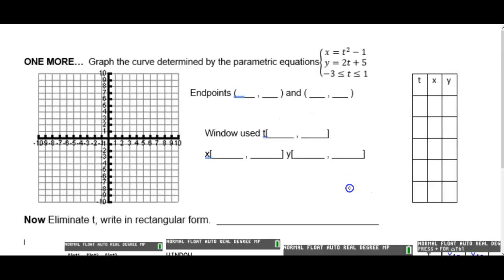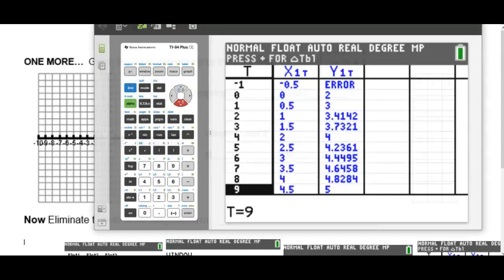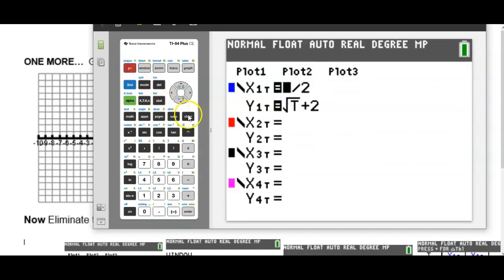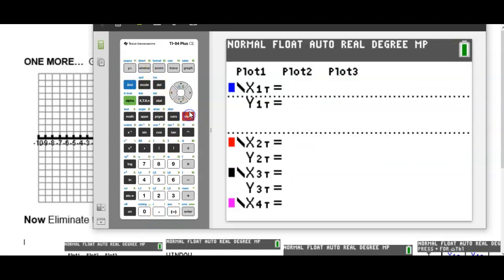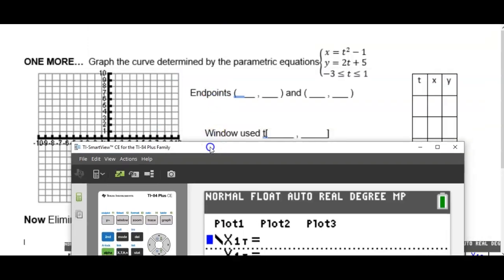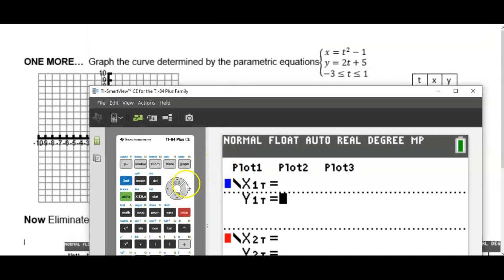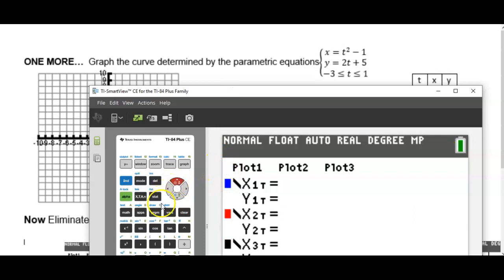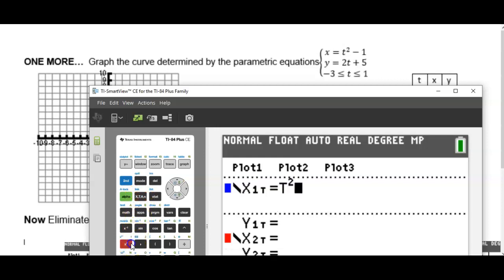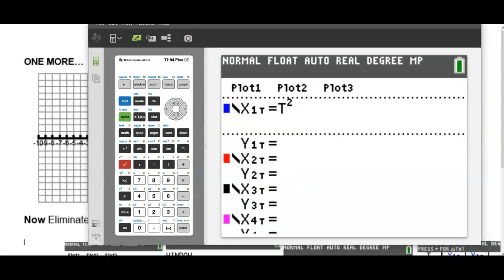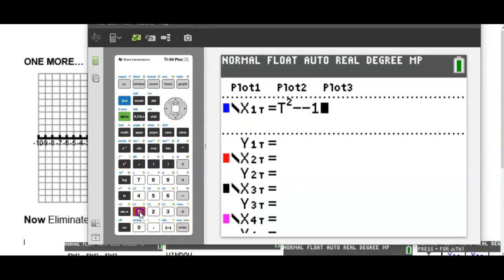Okay. Last example of this, just so you get one more practice with the calculator. I'm going to go back to the calculator and go to y equals. And I am going to put in t squared minus 1 for x. So I go up here. And remember this, I don't know if I made a big deal about that, but to get the t now, you're using this x button. T squared minus 1. Whoa.